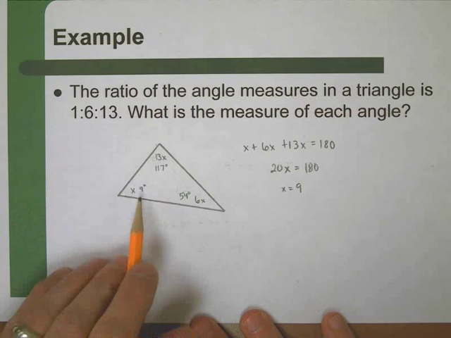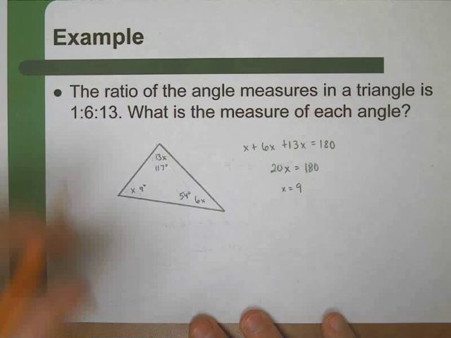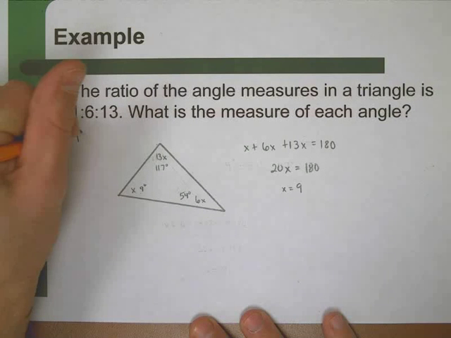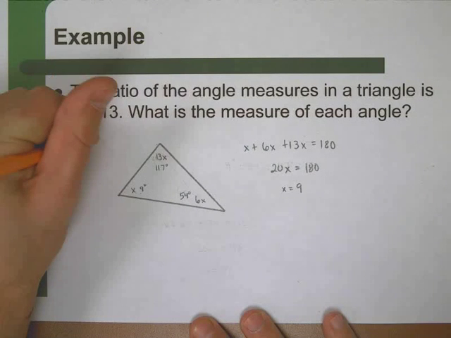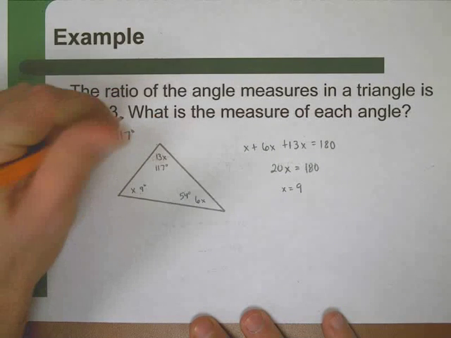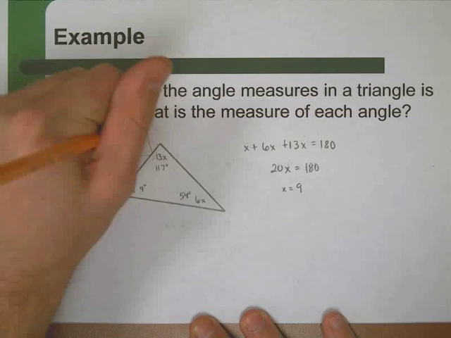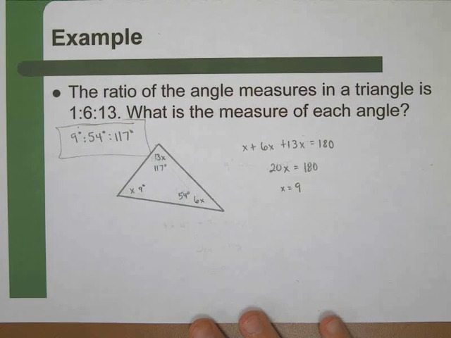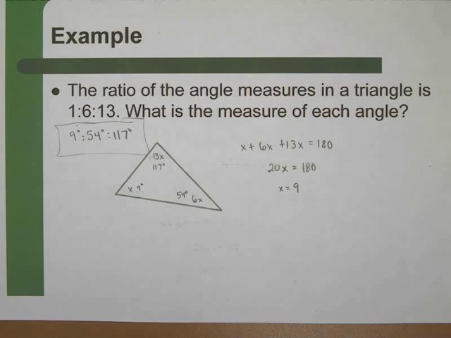So the measure of each angle, if they wrote it like this, you could say 9 degrees, 54 degrees, and 117. I would write it in that order. In fact, I would write it in this format. They gave it to me as a ratio with colons. So I'm going to go ahead and write my answer as a ratio with colons, okay? Since they didn't ask for a specific one, like what's the largest angle.